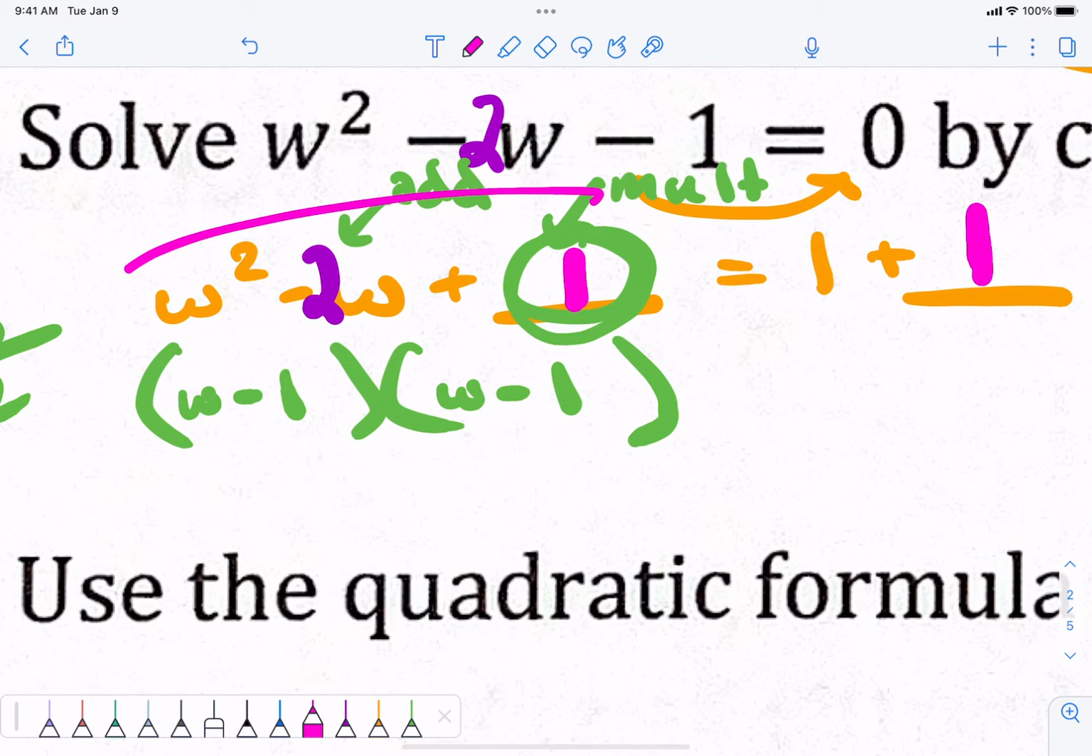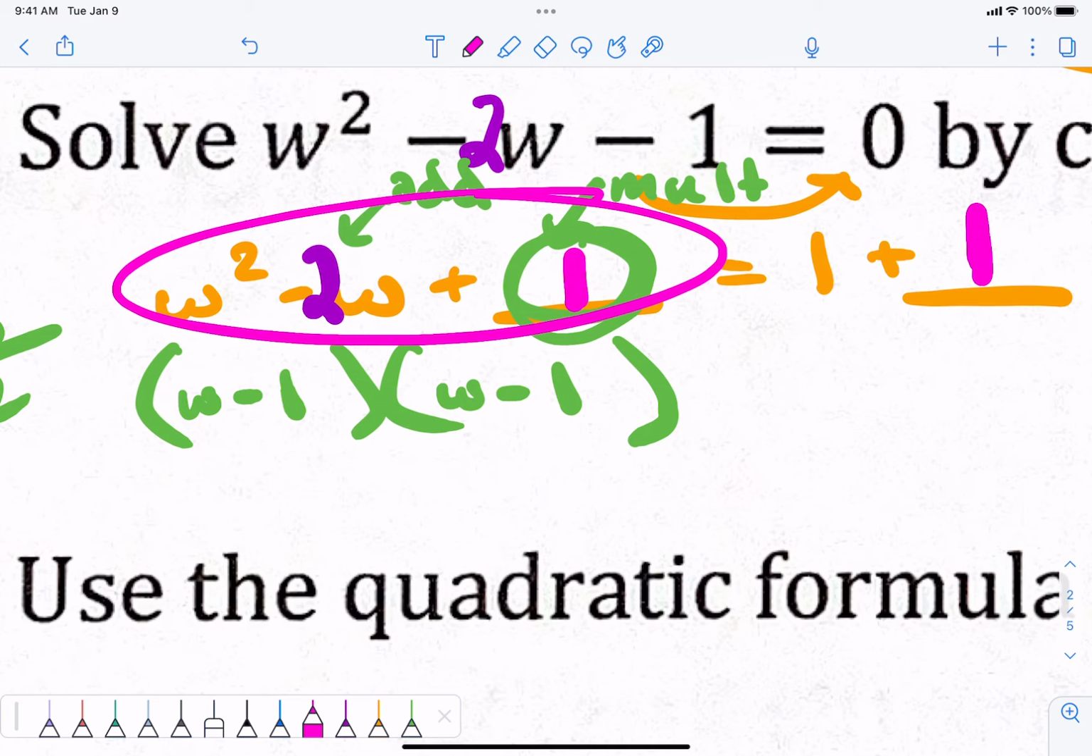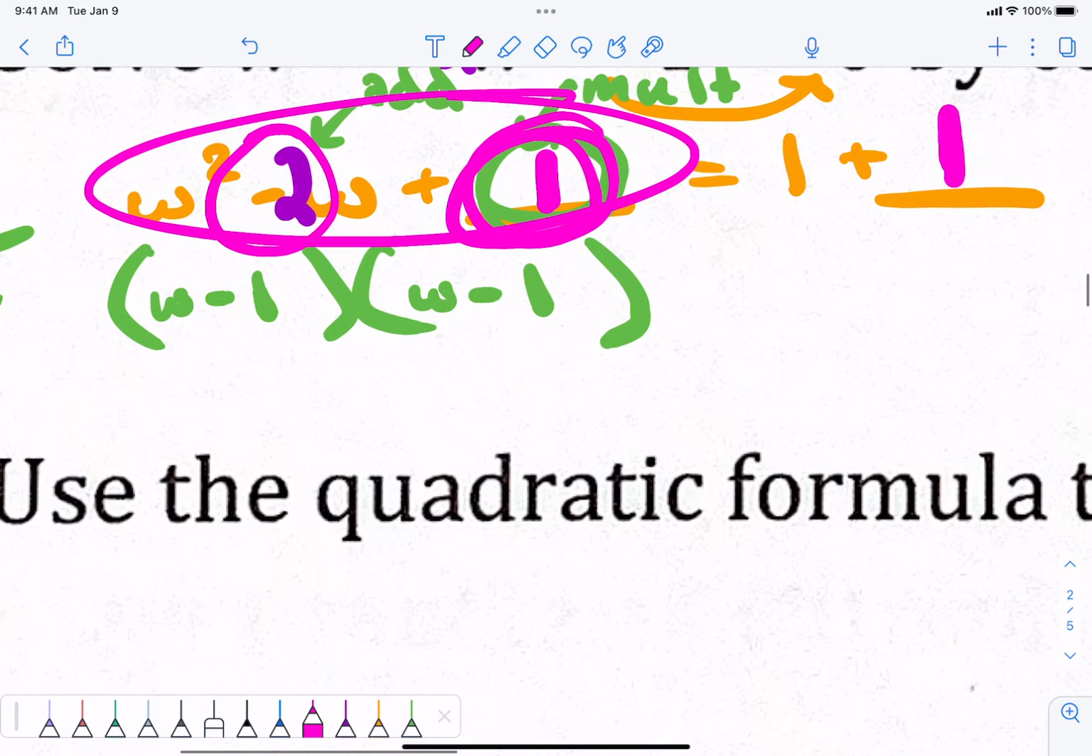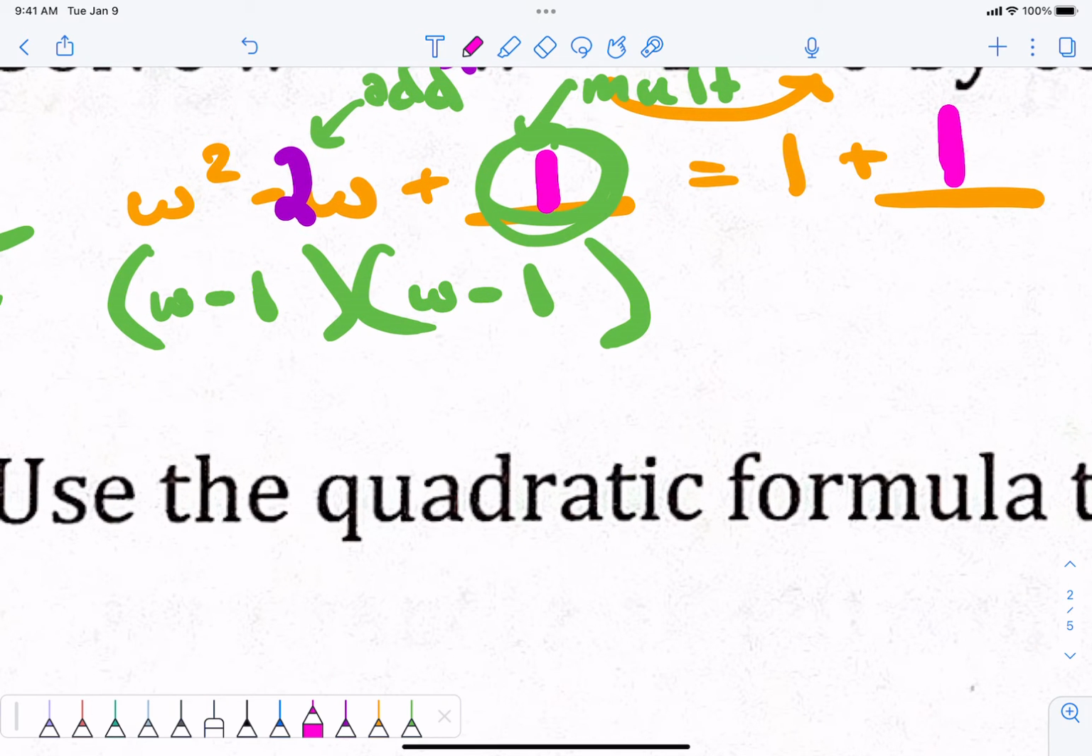So I break this chunk down as a trinomial into two pieces. Whatever I get when I multiply it by itself needs to give me this number. Well, when I add it to itself, it needs to give me that number. Right? So that I can eventually write it as W minus 1 squared. I want to be able to do that. That's completing the square. I want to be able to get a square equals 2.